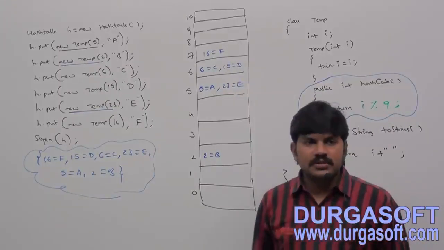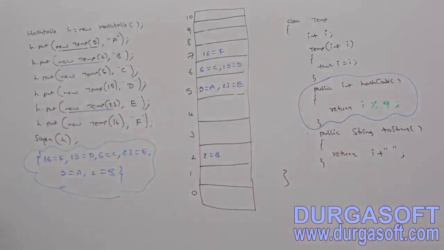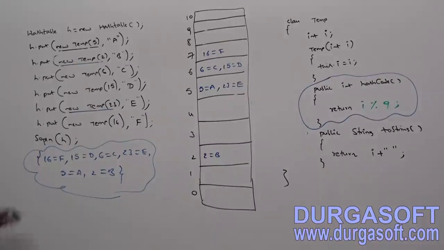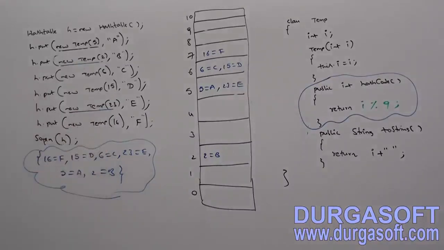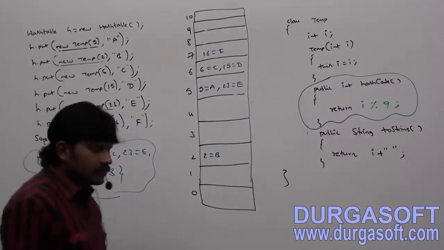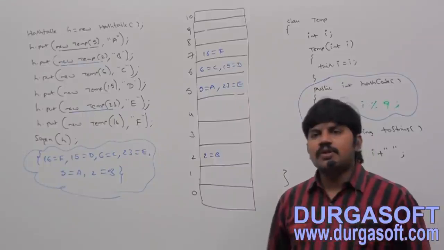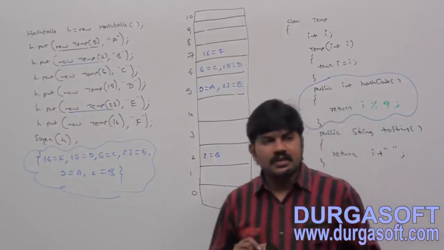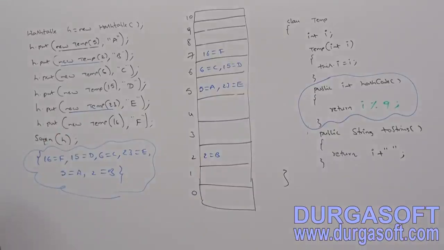HashTable h is equal to new HashTable; h.put(new Temp(5), a); new Temp(2), b. Of course, this is not required, just the table and output. Completed. Okay sir, I want to make another small change, and based on that there will automatically be some change in our output. What is the change I have to make?